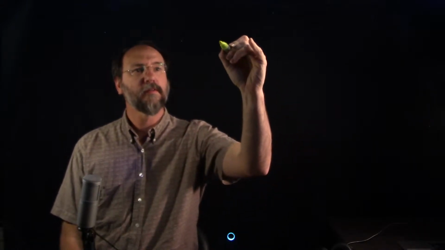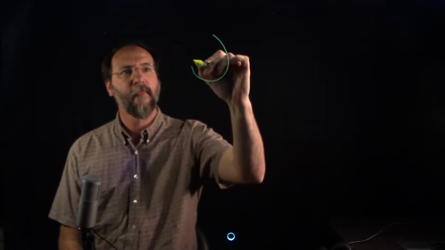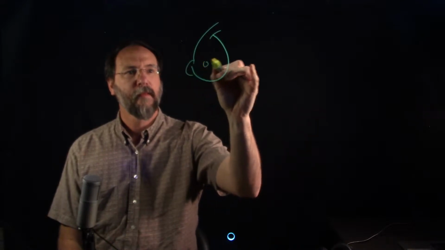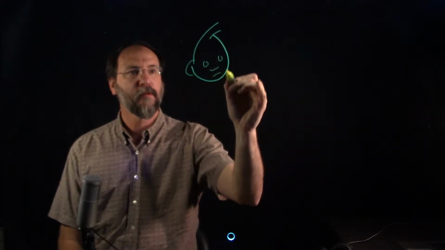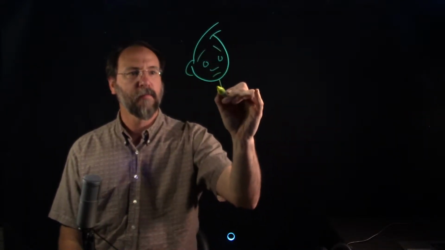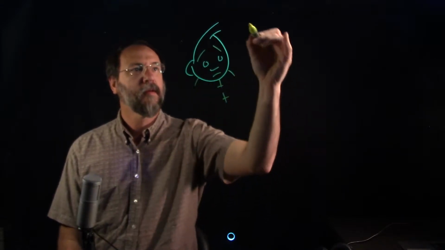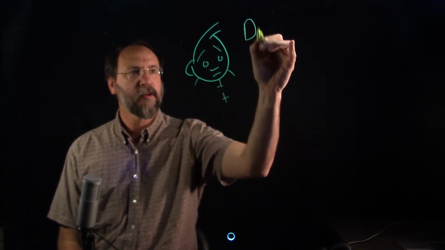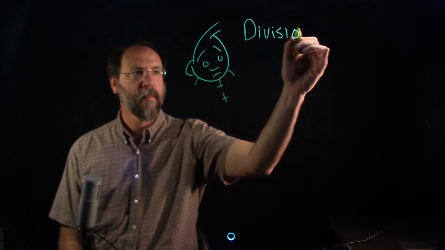Okay, so let's do a model lesson. I'm using one of Dart's pens. And let's start with our friend Dewey here. Dewey's wondering about things, like always. And Dewey's wondering about division today.